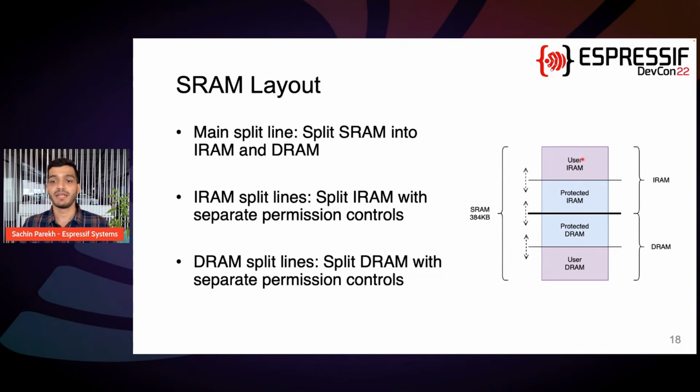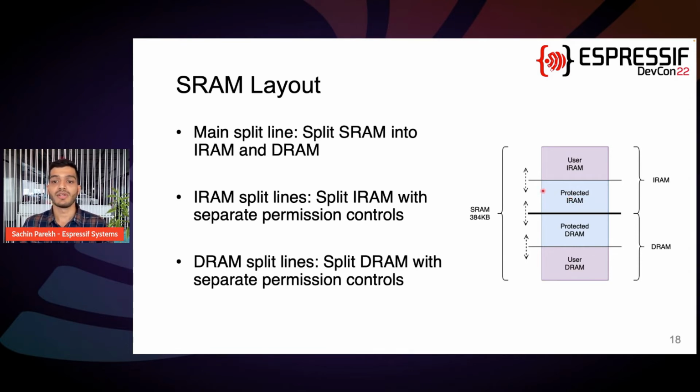Now once we have split the blocks into multiple regions, we can also configure them. We'll configure them in such a way that the non-secure world, or world one, can only access the topmost IRAM block or the bottommost DRAM block, and hence the labels user IRAM and user DRAM. Now, if the non-secure world tries to access any region in the protected space, then it will raise an interrupt.